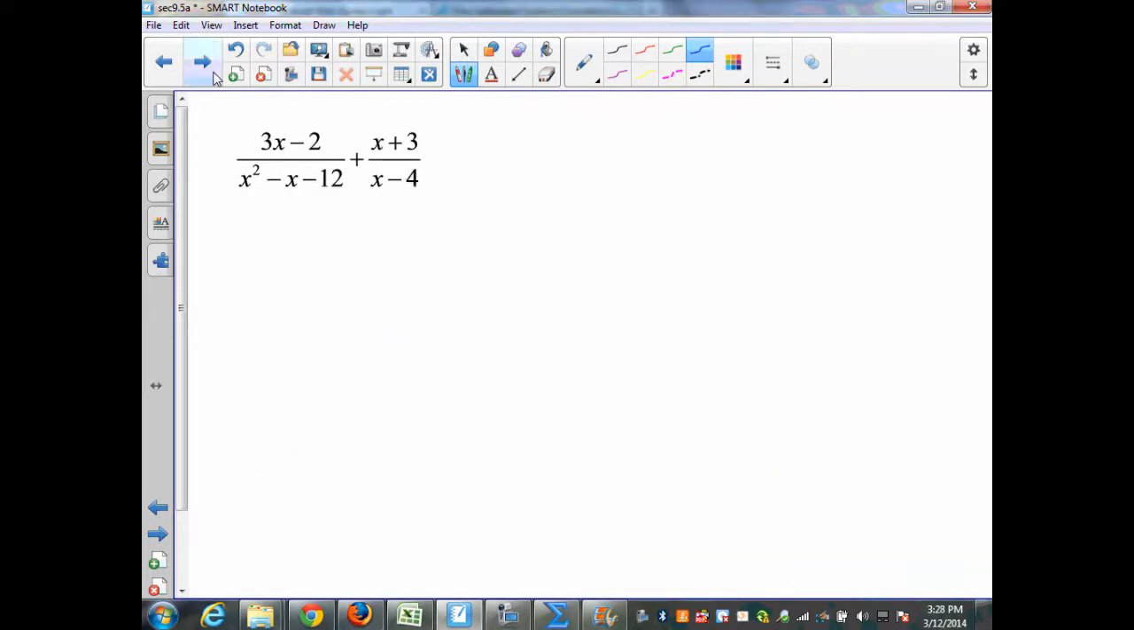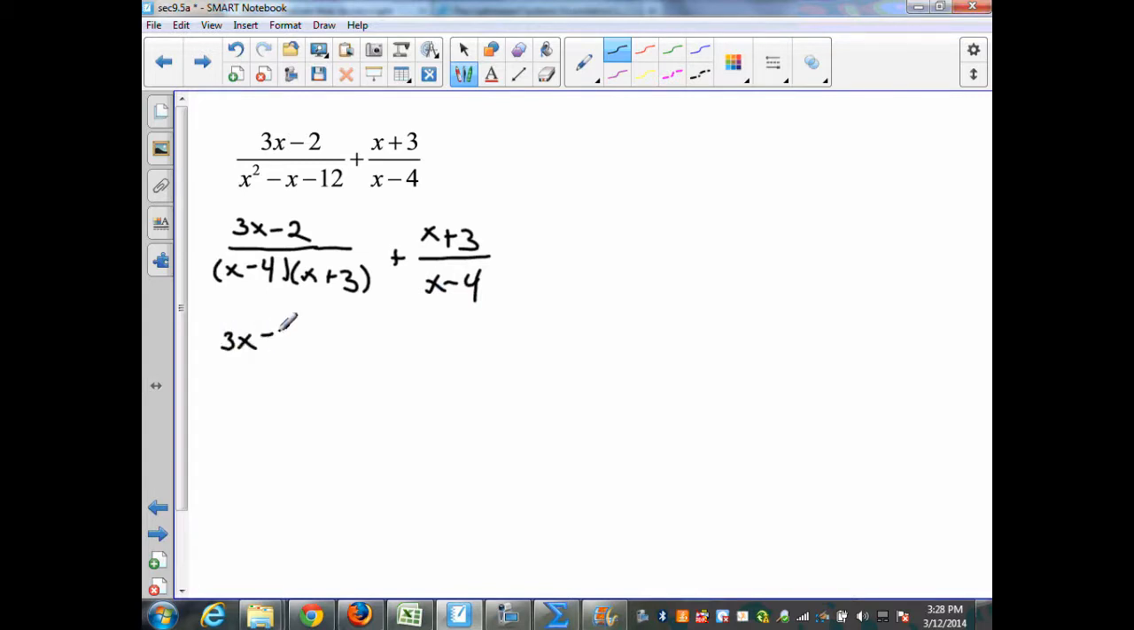In my next problem, again, I need to factor. So let's rewrite 3x minus 2. Factor the denominator. That will be x minus 4 times x plus 3, plus x plus 3 over x minus 4. My common denominator will be x minus 4 times x plus 3. So when I rewrite, I have 3x minus 2 over x minus 4 times x plus 3 plus x plus 3 times x minus 4.